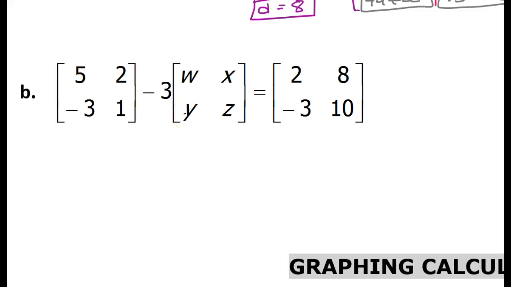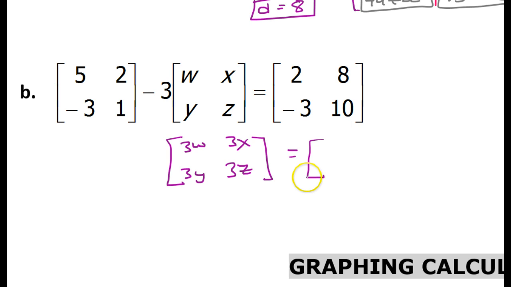We're just going to do one more problem on this video. Let's keep trying to solve for these variables. So the only thing I really need to do right now is multiply this matrix by 3. So that's going to give me 3w, 3x, 3y, and 3z. All right, I'm just bringing the rest of this down.